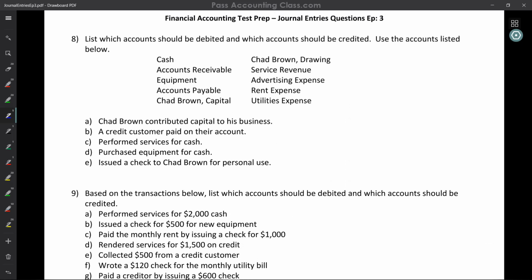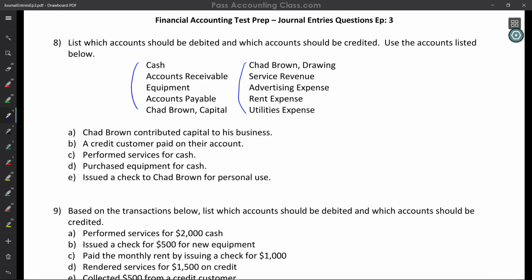Okay, so the next question states, list which accounts should be debited and which accounts should be credited. Use the accounts listed below. And here we've basically got a chart of accounts, and here's the rest of the chart of accounts. For part A, it says Chad Brown contributed capital to his business. So whenever capital is contributed to a business, we are going to receive cash.